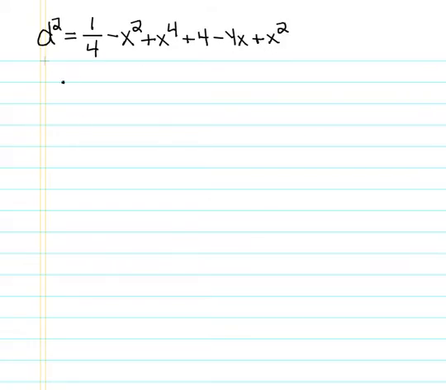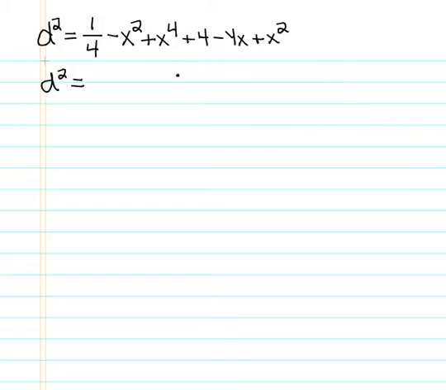Simplifying that one more step then, we get d squared equals 1/4 is the only constant. Negative x squared and positive x squared will cancel each other out. We have an x to the fourth here. Excuse me, 1/4 wasn't the only constant. We have a positive 4 here, a negative 4x here.